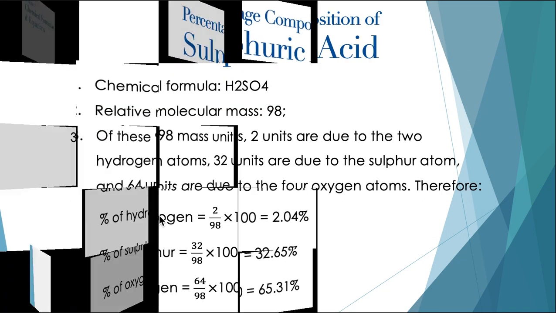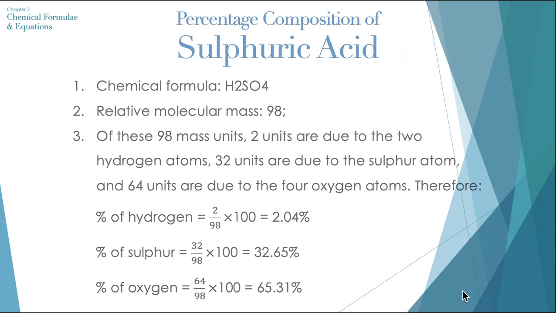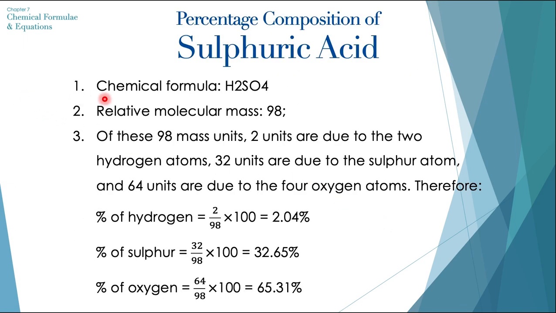We saw over here what we're going to do. So, the 3 steps here. We're going to apply these steps on finding sulfuric acid's percentage composition. Number 1, we are going to write down the chemical formula of the substance, H2SO4.